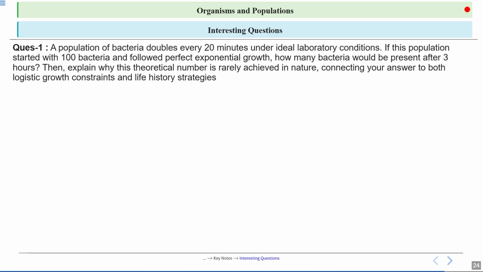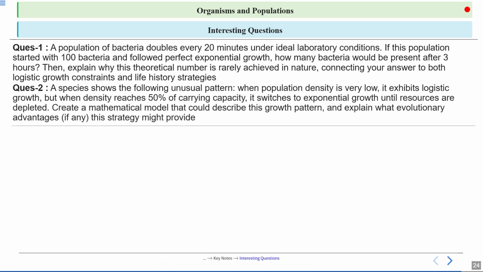If this population started with 100 bacteria and followed perfect exponential growth, how many bacteria would be present after 3 hours? Okay, then you have to explain why this theoretical number is rarely achieved in nature, connecting your answer to both logistic growth constraint and life history strategies.